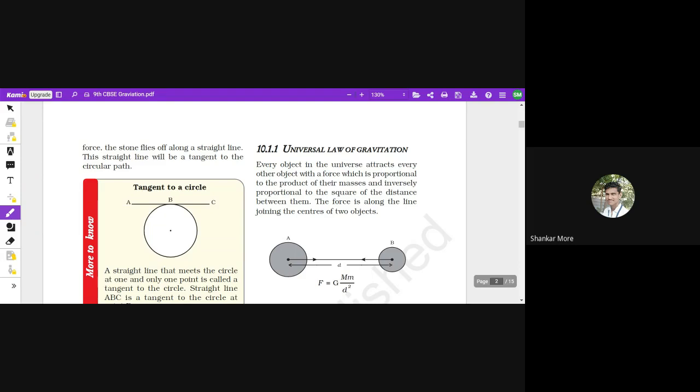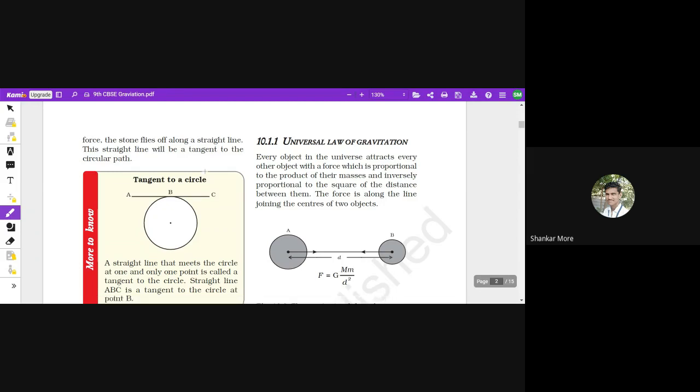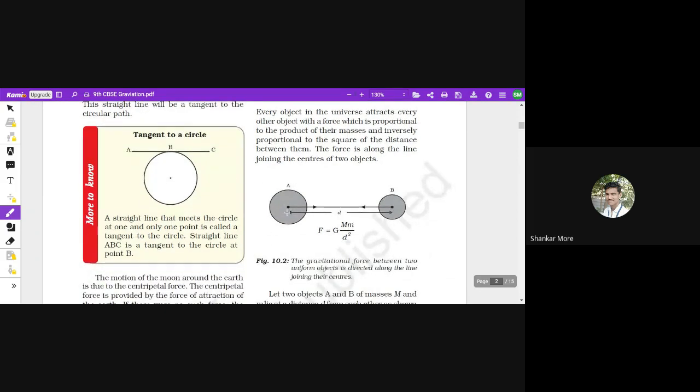First point is the force, or the gravitational force, is proportional to the product of their masses. मतलब अगर कोई भी दो ऑब्जेक्ट्स हैं तो उनके masses का जो प्रोडक्ट रहेगा, that is directly proportional to the product of their masses and inversely proportional to the square of distance between them. ठीक है, तो अभी देख लो, यहाँ पे दो ऑब्जेक्ट्स हमें दिए हैं.